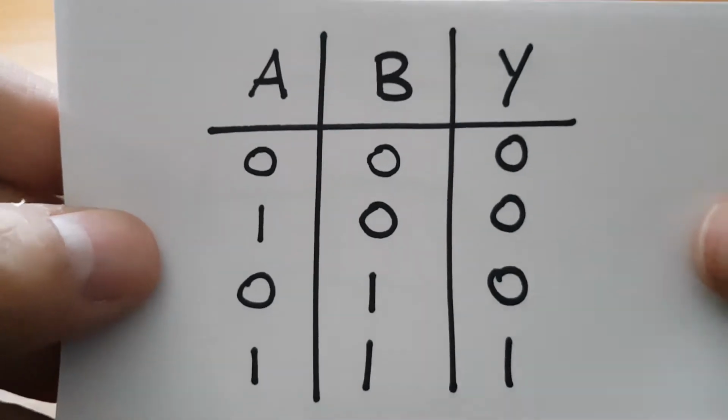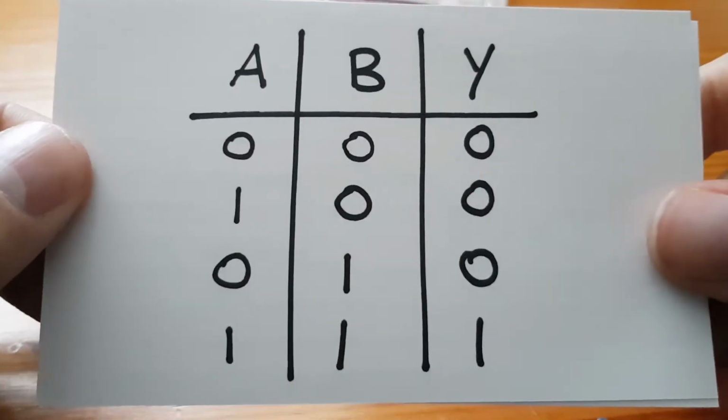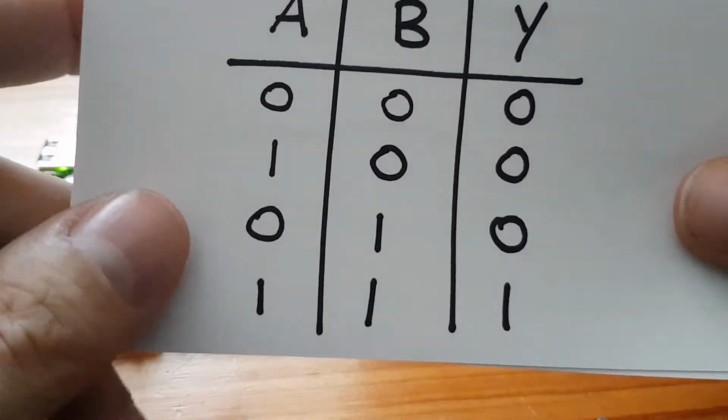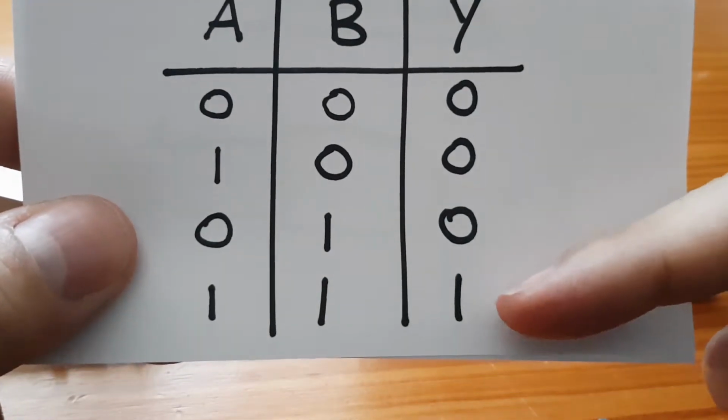Let's look at the truth table for this. So you see here, different to the OR gate. So this is an AND gate. So A and B must be on in order for Y to be on.